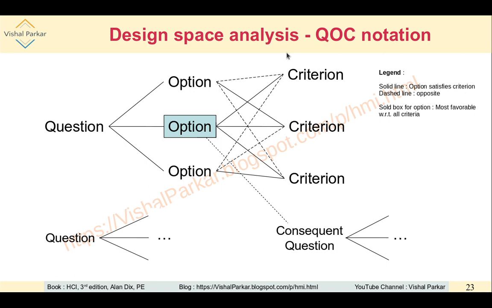So this is the QoC notation. The question, there may be a main question, and there are various options identified. And each of the options will be verified with respect to different criteria. Now, each of the options will be tested against the criteria. So this particular criterion does not validate this option, but this criterion validates this option. Similarly, this criterion validates this option, and this criterion validates this option.